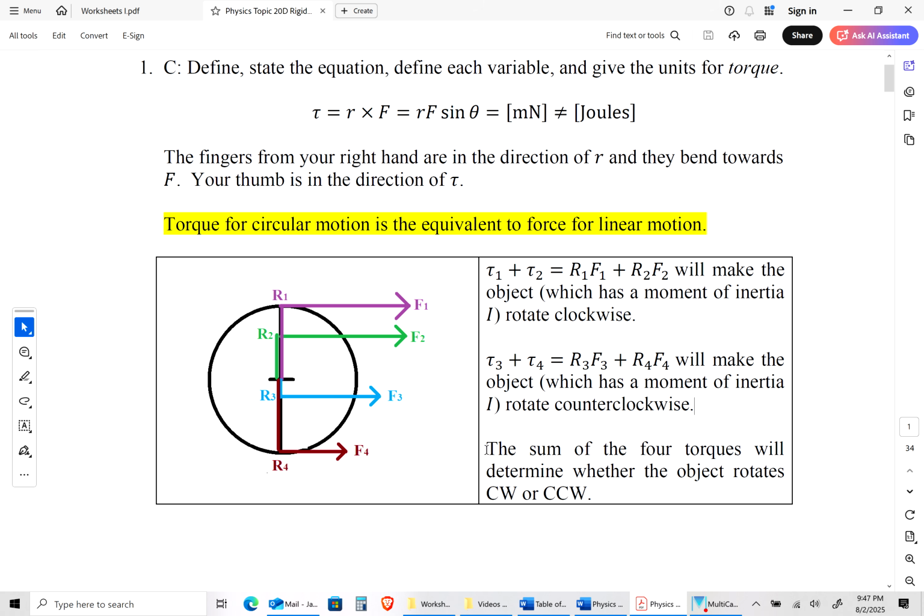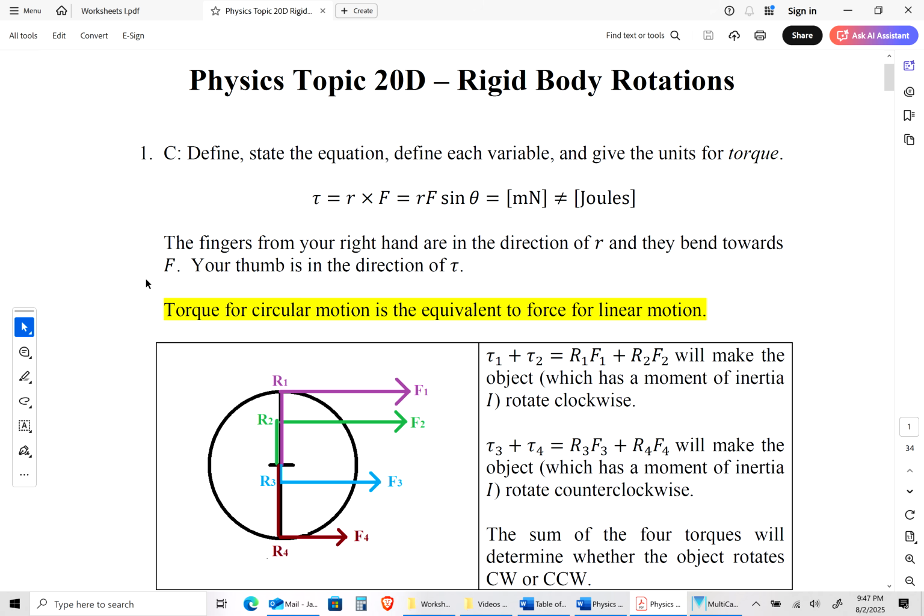And the sum of these four torques will tell us whether the object rotates clockwise or counterclockwise. So this whole RF sine theta should remind you of work is equal to FD cosine theta, where theta is the angle between F and D.